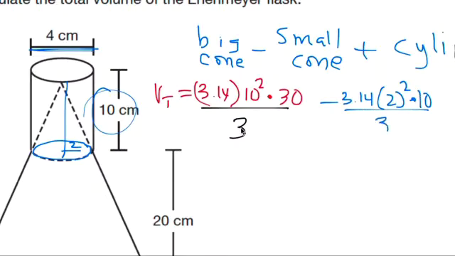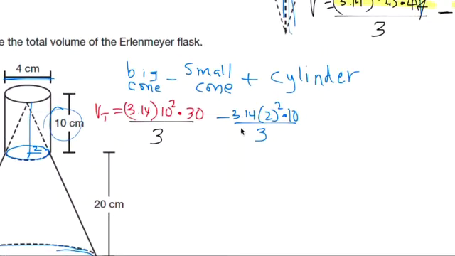Divide that by 3. Subtract that. After you subtract that, you add. Make sure you do each one of these and subtract it first. Adding and subtracting, you do left to right.